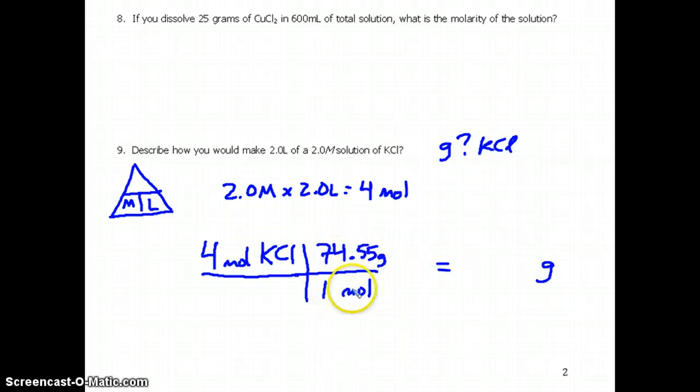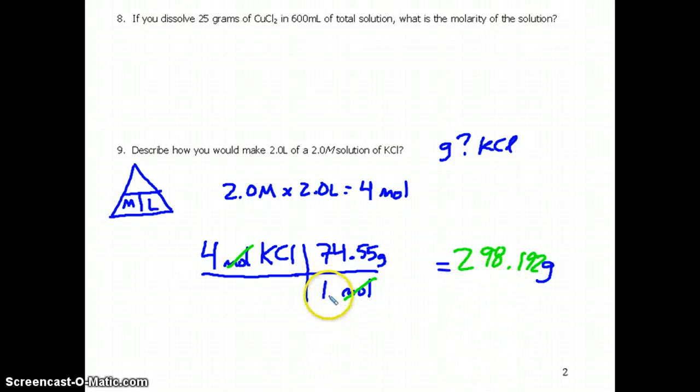On the previous problem, he put the mass in the bottom. Yeah, because I was trying to cancel out grams. I'm not trying to cancel out grams now. I don't want moles anymore. I want to get rid of moles. The only way to do that is to multiply by the molar mass. And 74.55 multiplied by 4 is 298.192. About 298 grams you have to go and put on the balance.